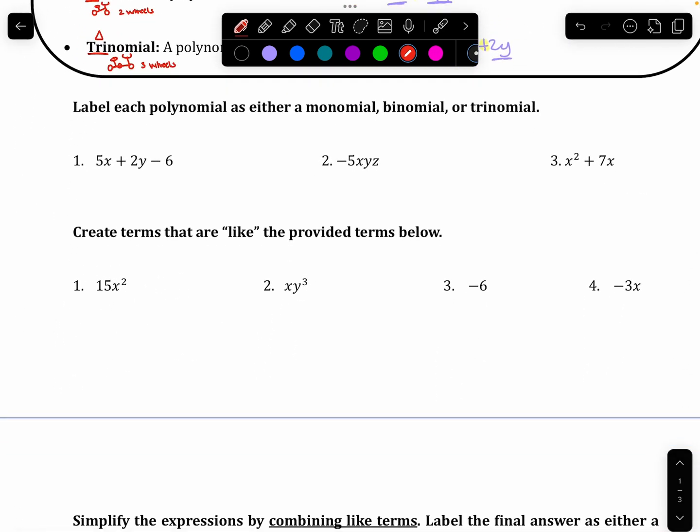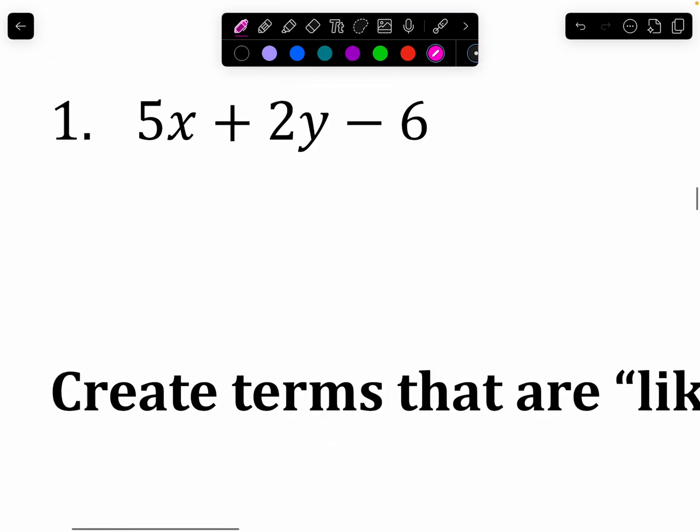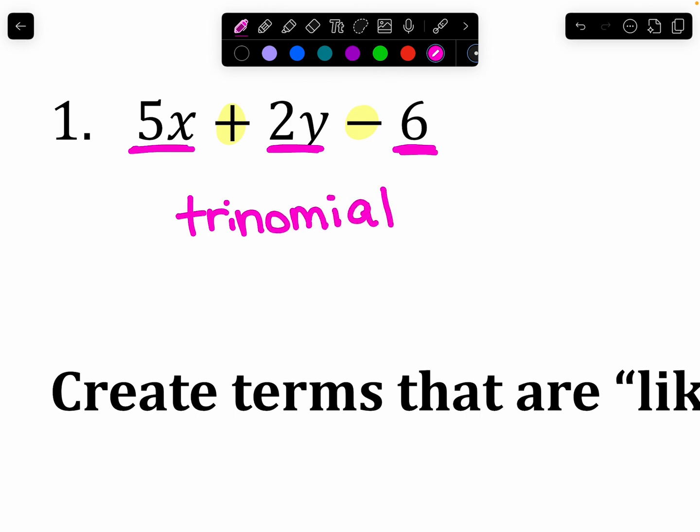All right. In this next section, we are going to describe each of these polynomials as either a monomial, a binomial, or a trinomial. So when I look at this first polynomial, I have a term and then a plus sign. So then I got to start over again. And then I got a term and then a minus sign. And then I got to start over again, and then I've got a term here. So I've got a plus sign and a minus sign, and I have three things that are underlined. So this will be a trinomial because there are 3 terms there.